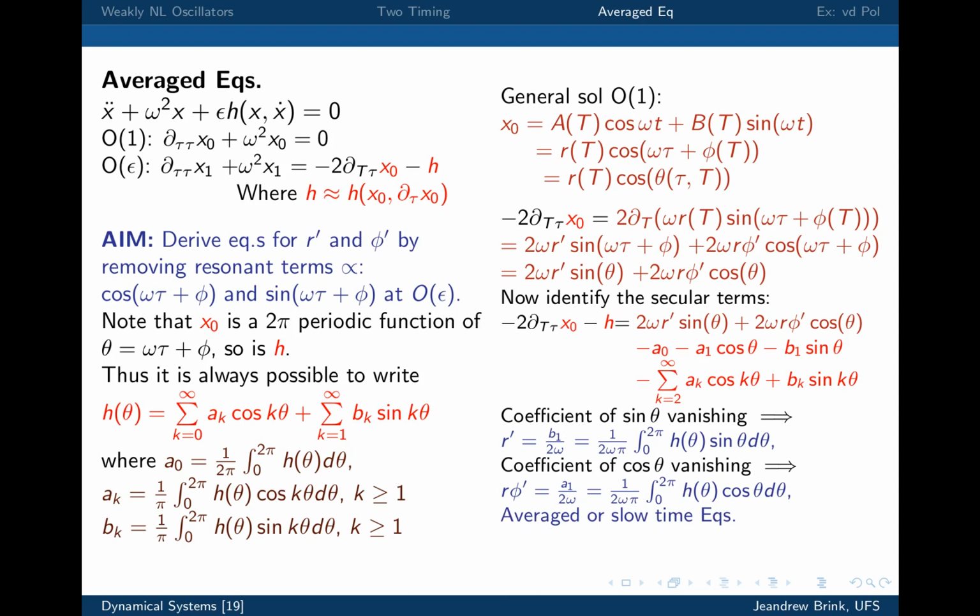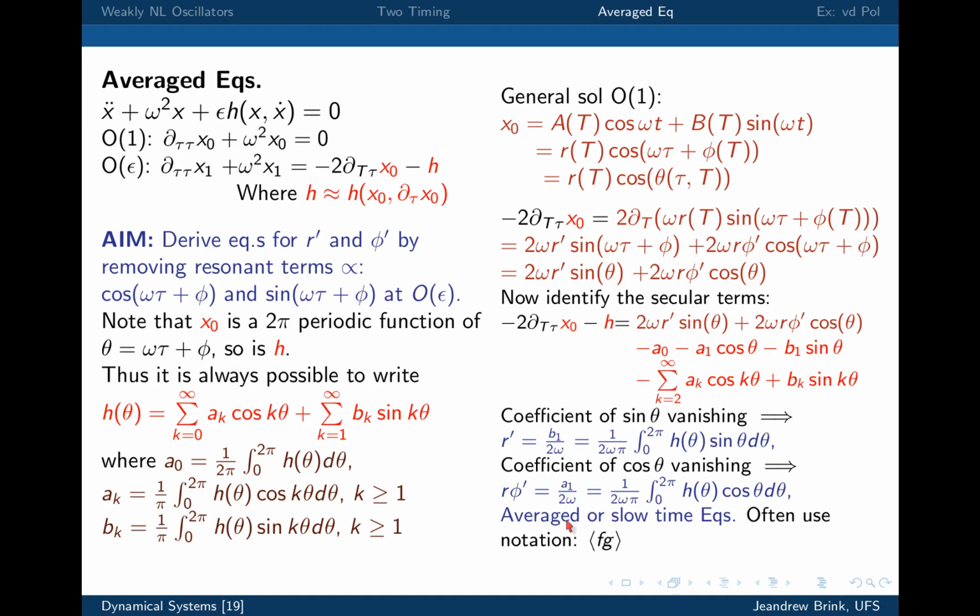And so we call these two equations basically the averaged or the slow time equations. And they actually allow us to estimate where the limit cycle is if you can solve for R from this equation, and a little bit about the phase if you can solve for theta from that, or phi from that equation.